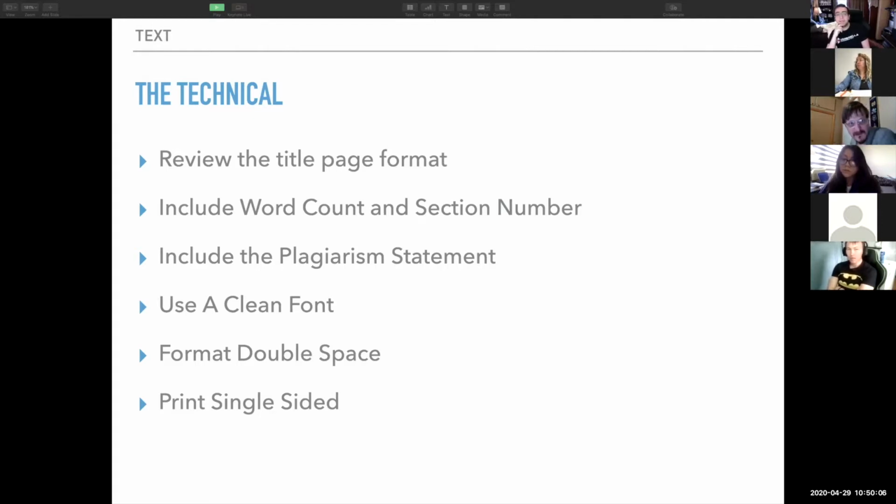Please use a clean font. Nothing crazy or fancy. I like a nice sans serif font.